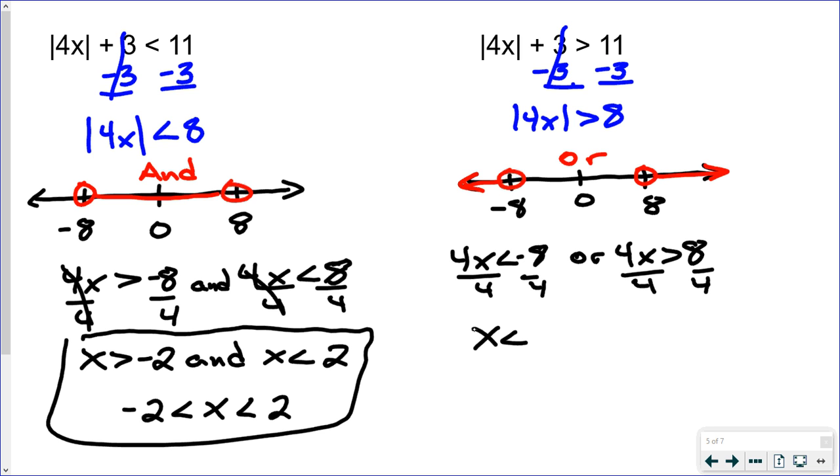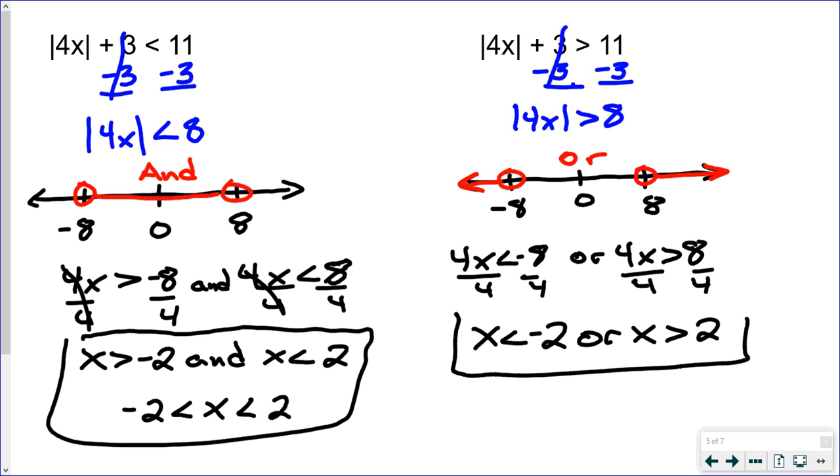So x is less than negative 2, or x is greater than positive 2. And you can't combine those together like you can with an AND. All right, so let's see what else I have.